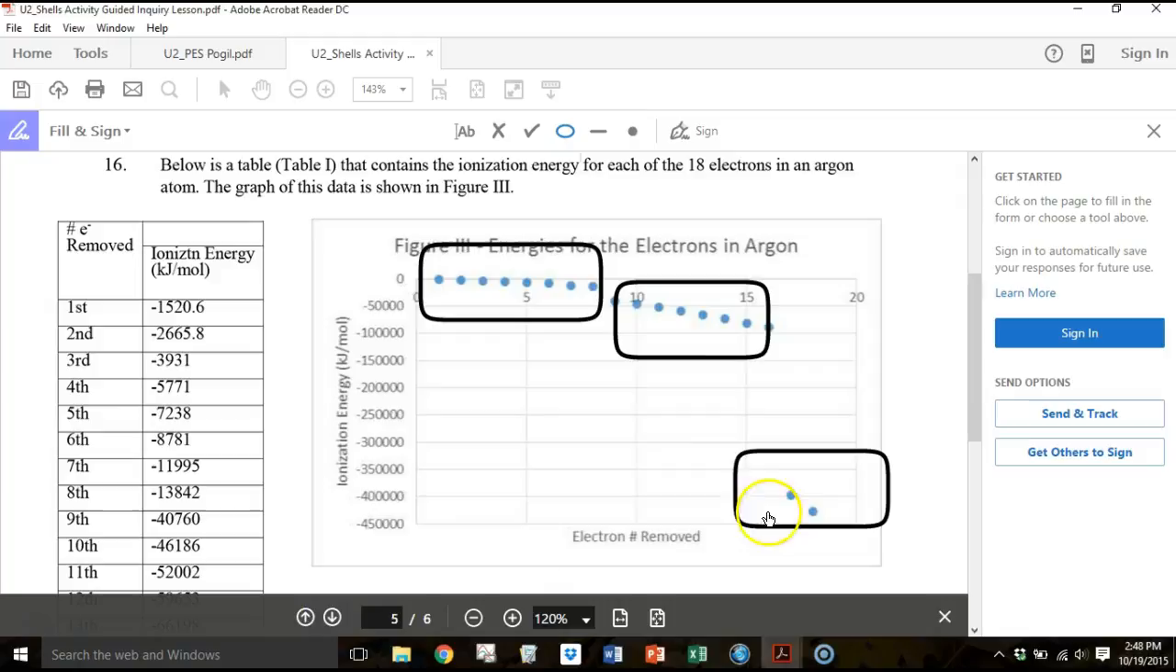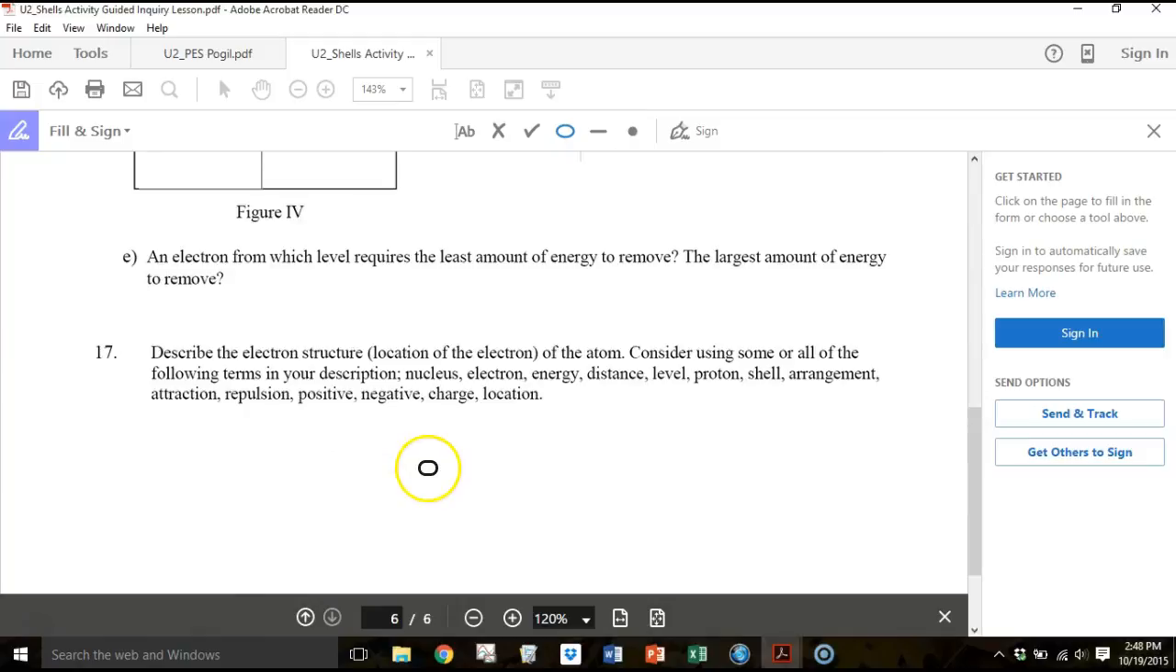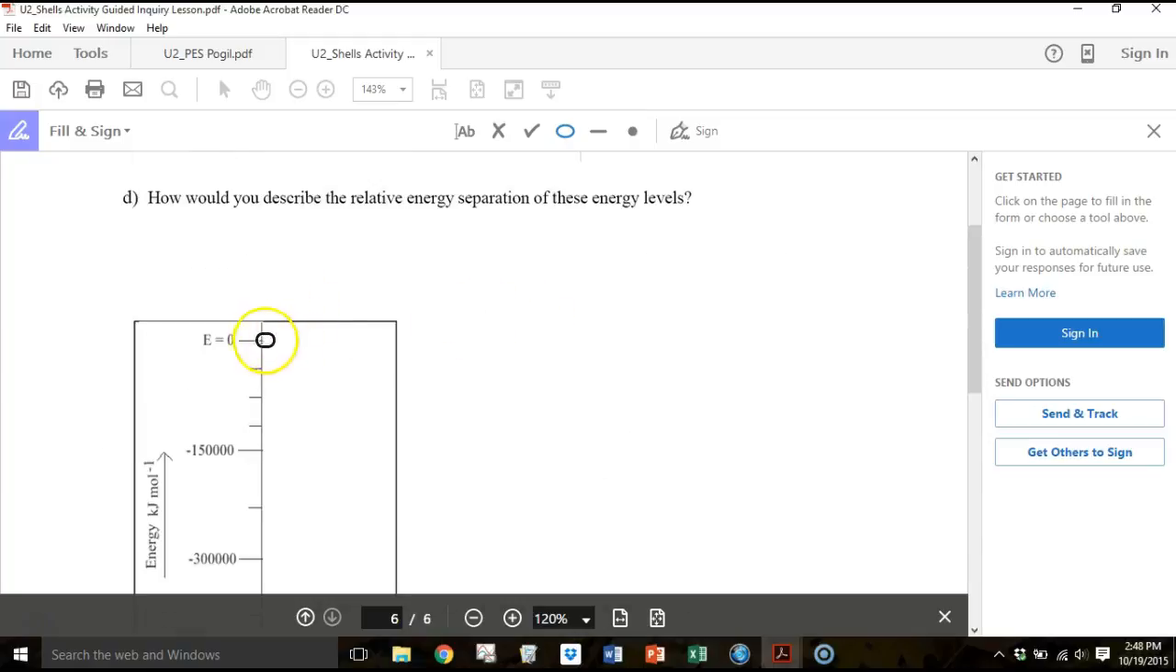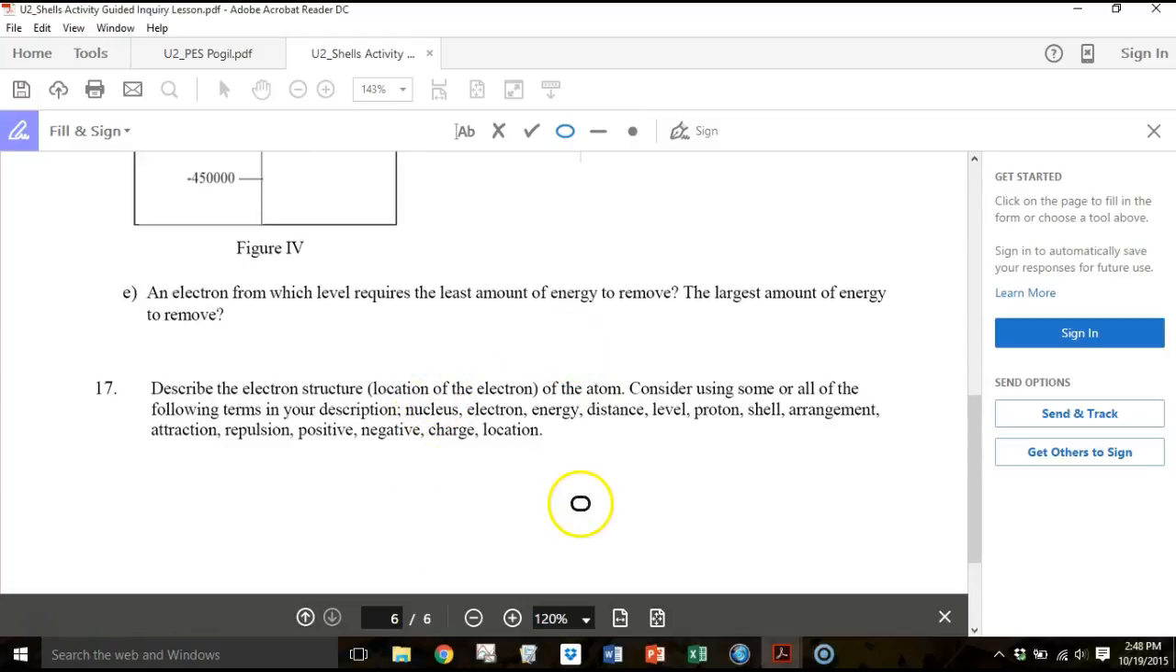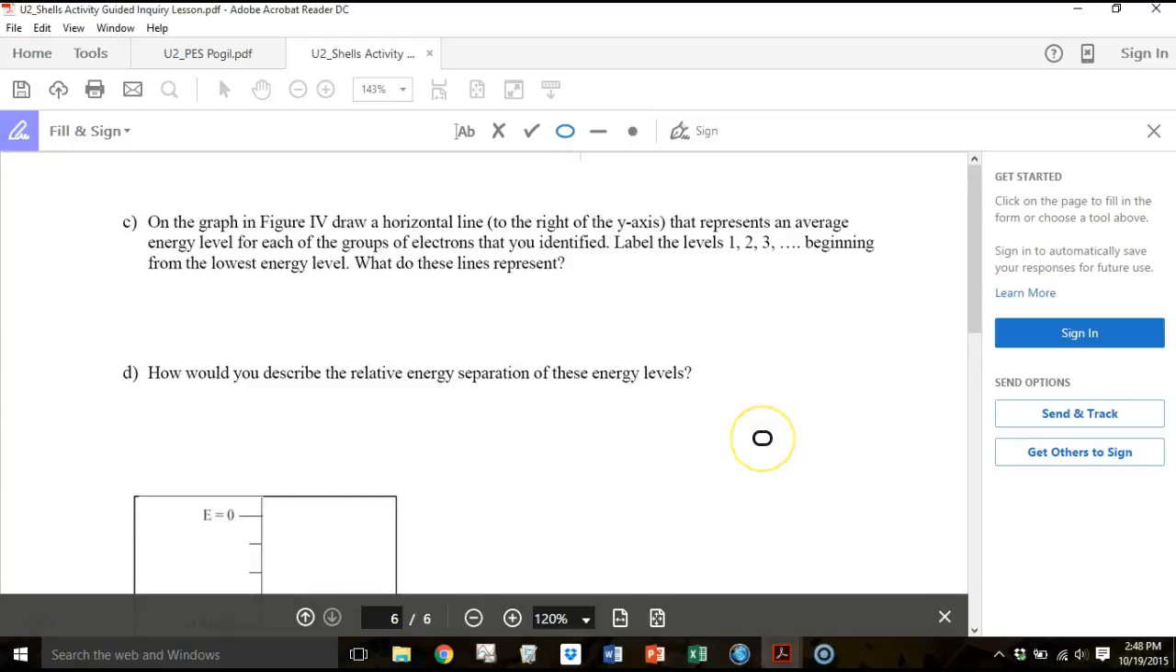But again, it tells me the relative energy of these: this group is way, way, way lower energy, more difficult to remove from the atom than these that are at higher energies and easier to remove. And lastly, let's see here. An electron from which level requires the least amount of energy to remove? So obviously the ones that were higher on the graph, closer to 0, those were easier to remove. And so we would imagine those to be further from the nucleus. So again, you can write up your summaries. You should have written up your summaries already, but that is the shell activity in a nutshell.